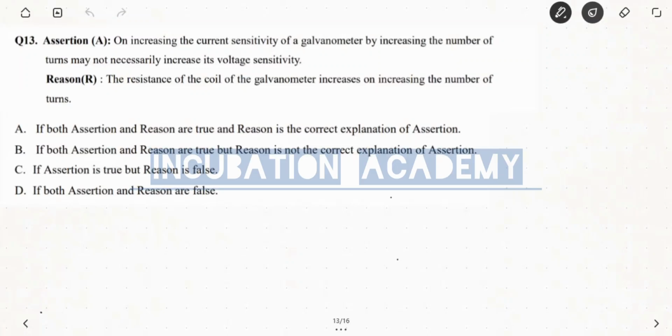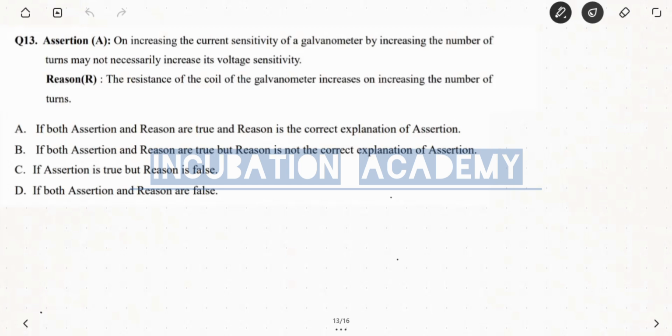Welcome everyone. The question shown on the screen is an assertion and reason based question, question number 13 of the CBSE sample paper 2025. The assertion, the first statement, is: on increasing the current sensitivity of a galvanometer by increasing the number of turns may not necessarily increase its voltage sensitivity.